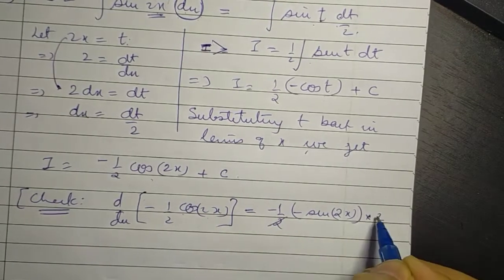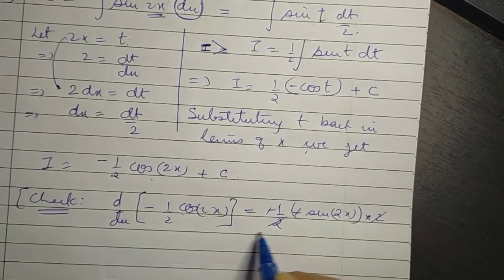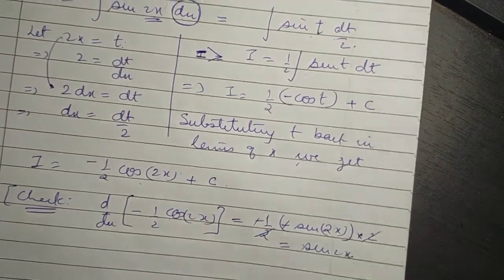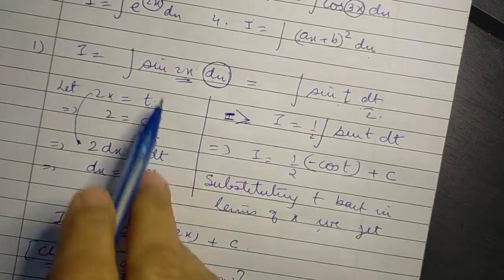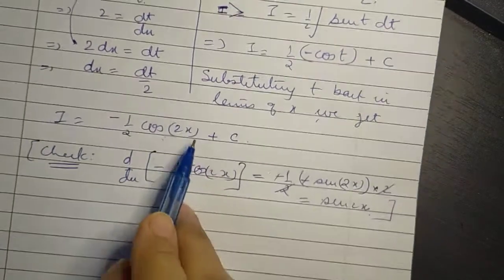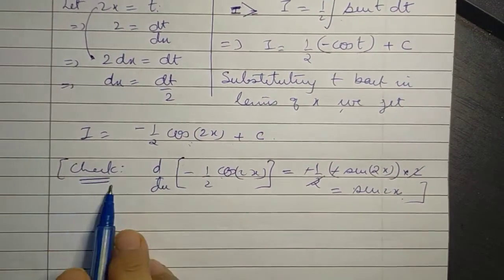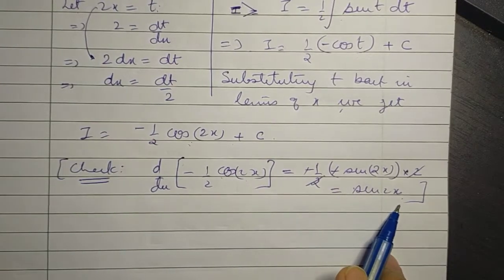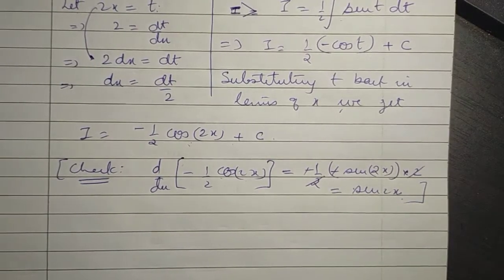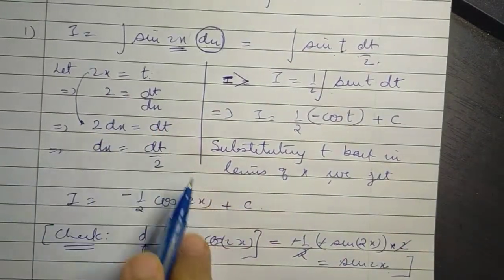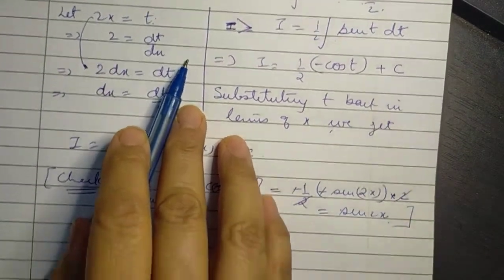Now observe, this 2 and this 2 get cancelled, this minus and this minus get cancelled, and you are left with sine 2x, which is what we started with. The integral of sine 2x we got as minus half cos 2x, and here we have seen that the derivative of minus half cos 2x is equal to sine 2x. So it means we are justified in doing this process, or that this is a correct way of finding the derivative of a function of a function.